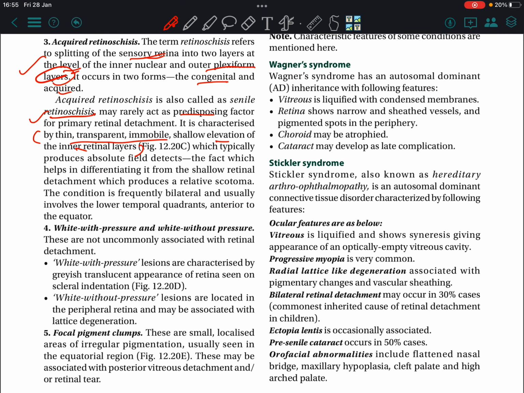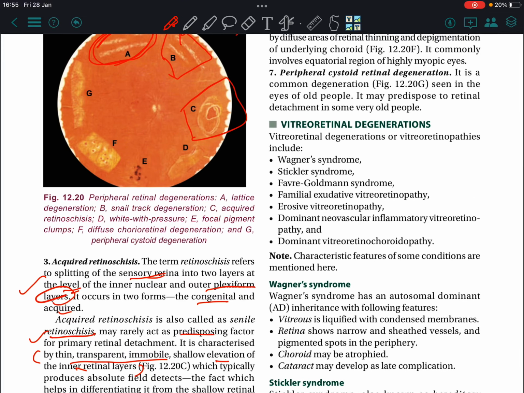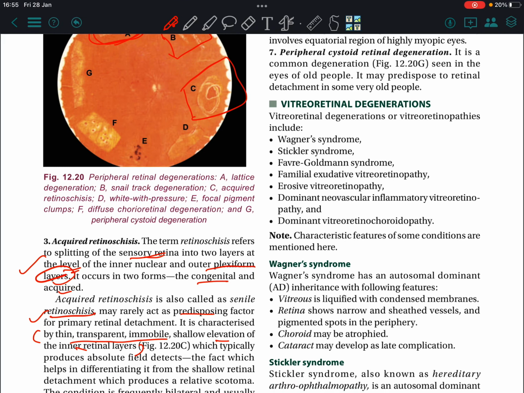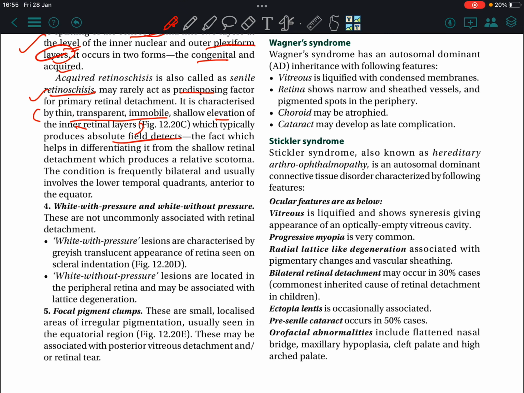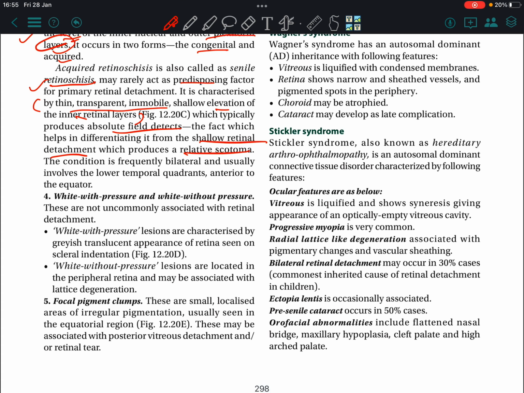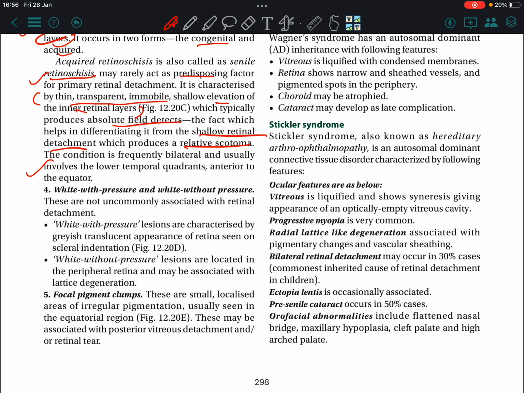Elevation of inner retinal layers, which typically produces absolute field defects. The fact which helps in differentiating it from shallow retinal detachment is that it produces an absolute scotoma. The condition is frequently bilateral and usually involves the lower temporal quadrants, anterior to the equator.